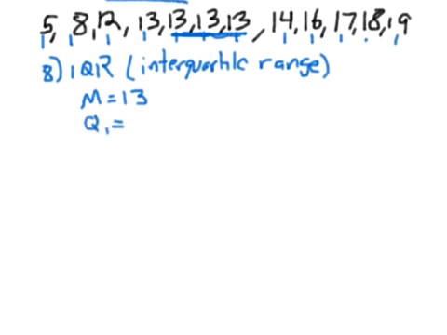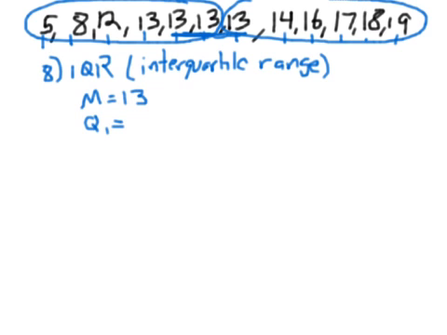So then Q1 is the median of the first 6 numbers, and Q3 would be the median of the last 6 numbers. Now there's 6 numbers here, so Q1 has to be the average of these 2 numbers, so Q1 is going to be 12.5. Q3 is going to be the average of these 2 numbers, which is 16.5.